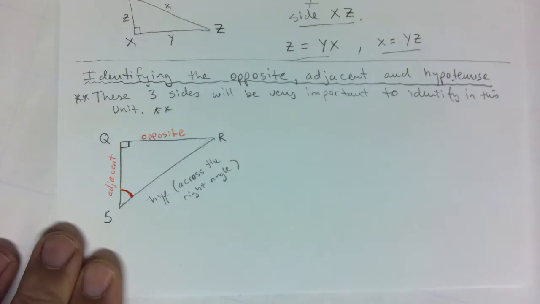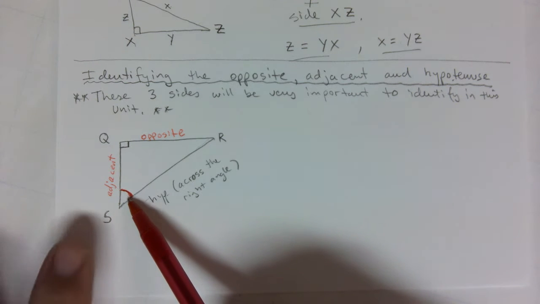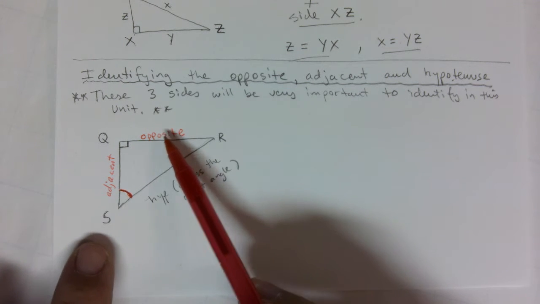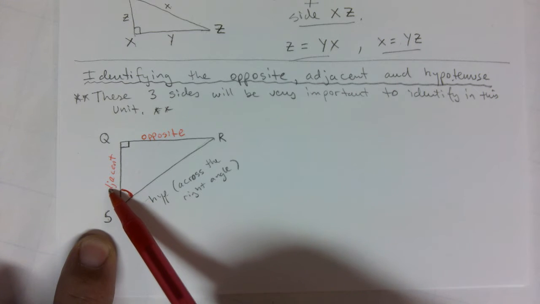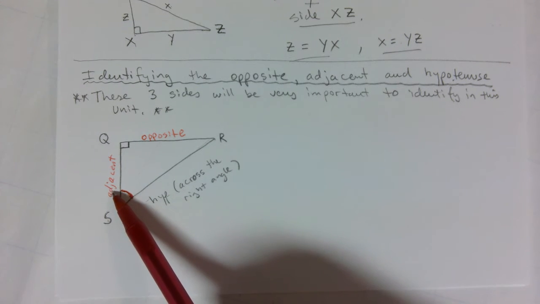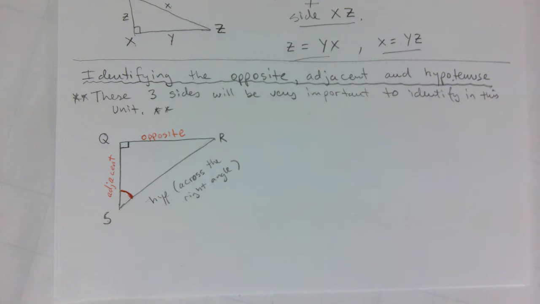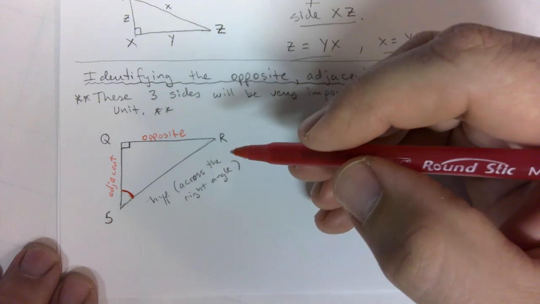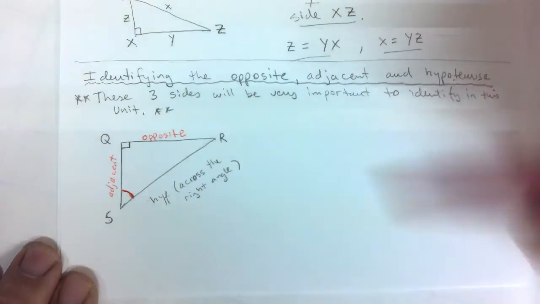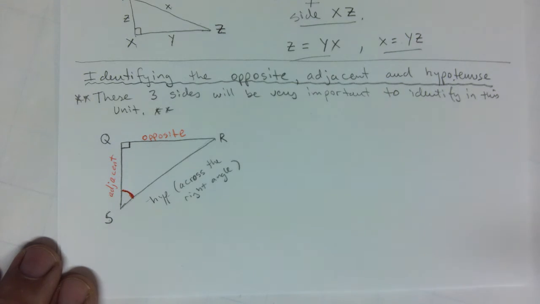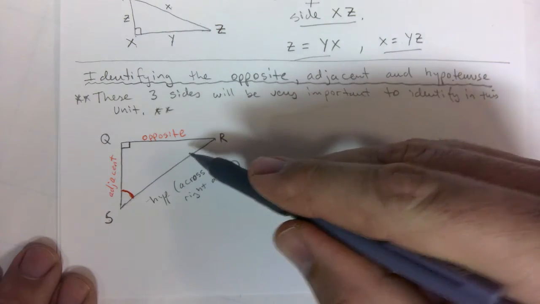Okay? So if this is your reference angle, then this would be the opposite side to angle S, and this would be the adjacent side to angle S. And think of adjacent as, adjacent means it's touching. So the adjacent side will be touching the angle you're considering. Okay? And so maybe I will just keep it like this for now, and we'll do another one right next to it.